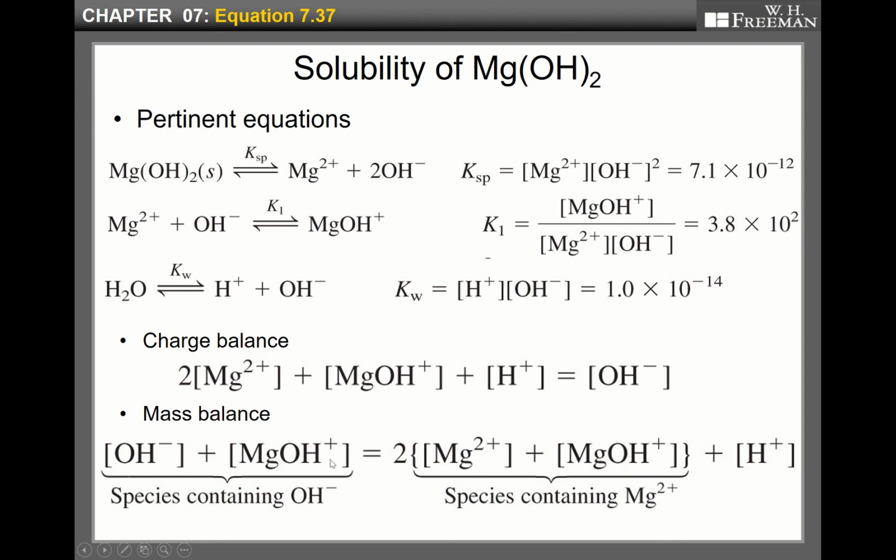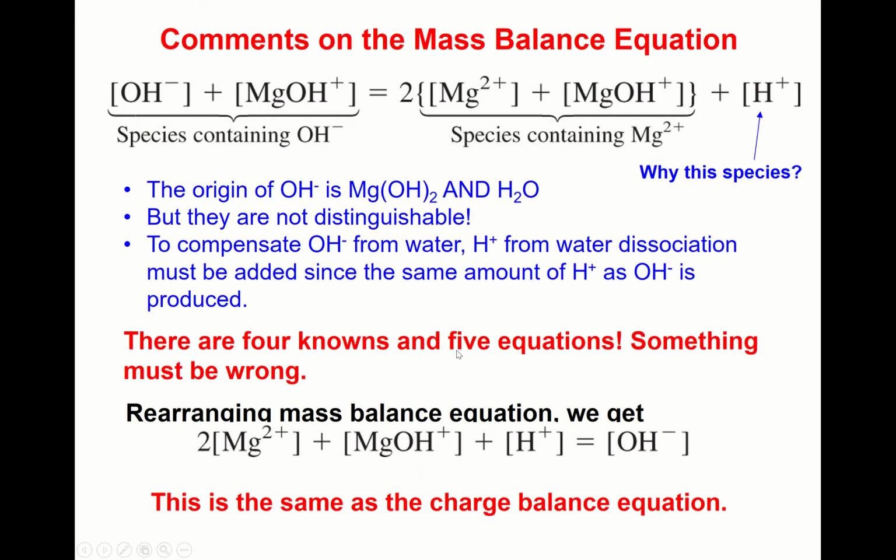Here this one is twice the total magnesium-containing species, and here is the very intriguing part: you have to add the proton concentration. Why do we have to add this proton concentration? Here is the tip. I wrote a comment on the mass balance equation. Again, we write this mass balance equation, and we added on the right-hand side the proton concentration. Why do we need it?